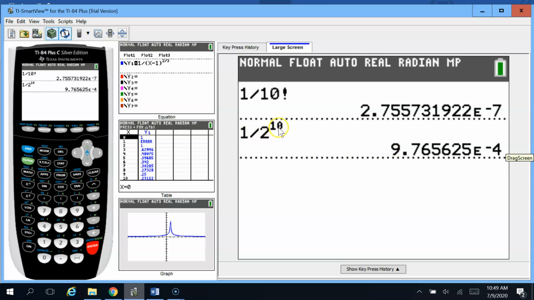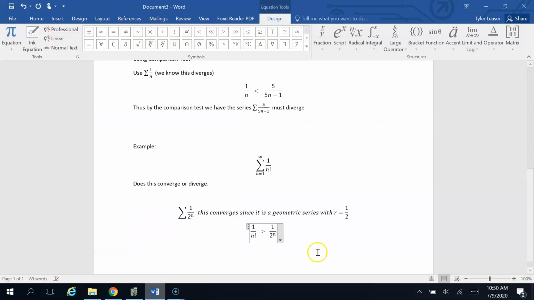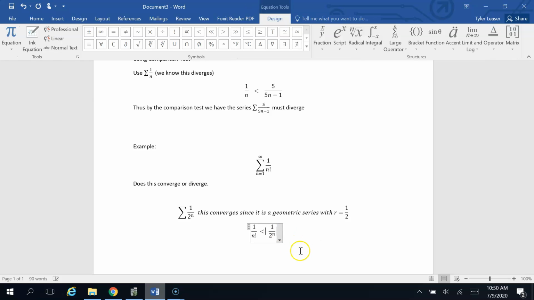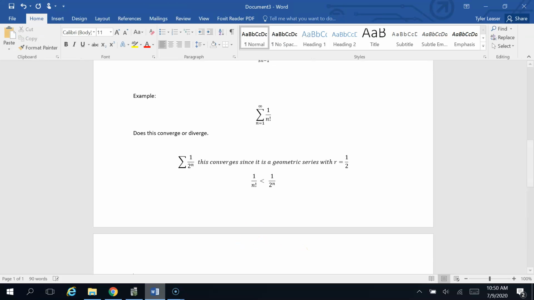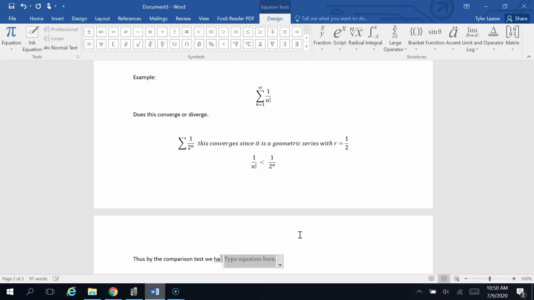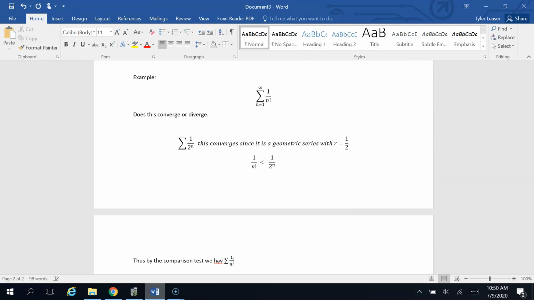So 1 over 2 to the n is always going to be bigger than 1 over 10 factorial, which means my inequality is going to go this way. Oh, sorry, I just did it backwards. That way, right? 1 over 2 to the n is bigger than 1 over n factorial. Okay, and that's all we need. Thus, by the comparison test, we have that the series 1 over n factorial converges. It converges because we found a series that is bigger than it that we know converges. So therefore, the smaller thing, 1 over n factorial, also has to converge.